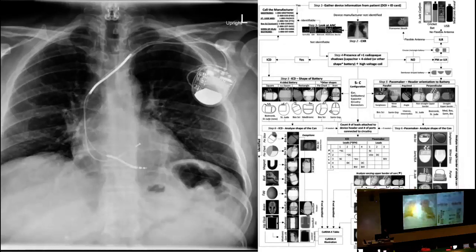One of the ways of doing this is by looking at the X-ray. Okay? So this is the algorithm on the right. It's incredibly difficult to use. And this is his X-ray on the left. Now, I don't know if on your slides you guys can figure out what you think it is. Are your slides high resolution enough?